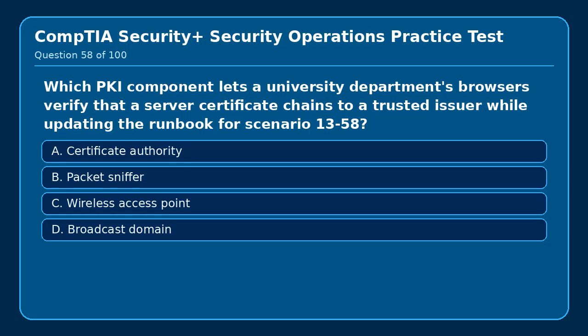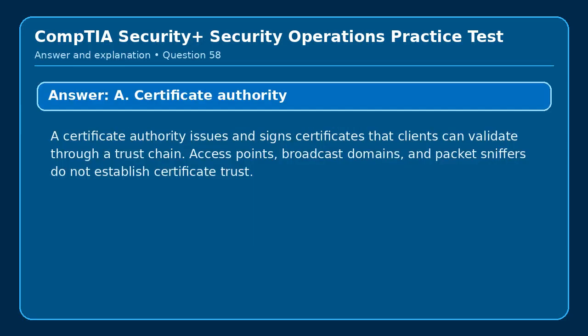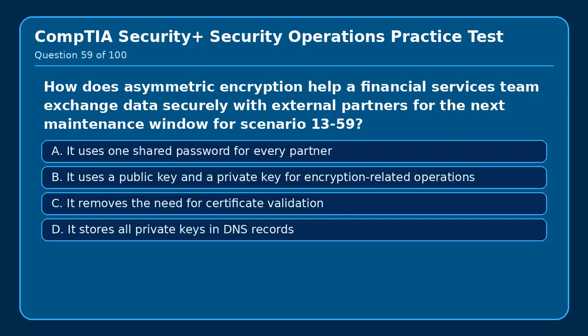Question 60. Which method should a remote sales group use to store user passwords more safely during a quarterly review for scenario 13 to 60? A. Salted and slow cryptographic password hashing. B. Plain text storage in a protected spreadsheet. C. Reversible encryption with the key beside the database. D. Base 64 encoding before saving the password. Take a moment to choose your answer.